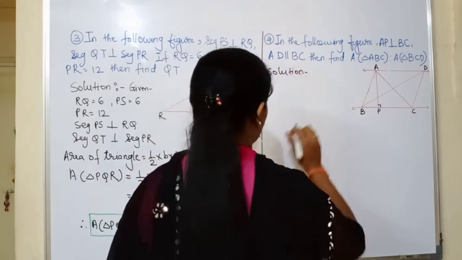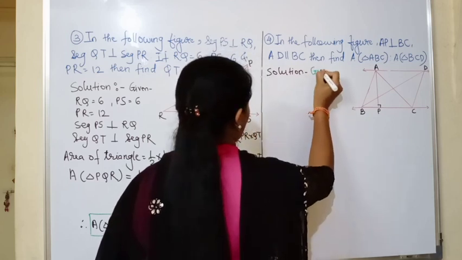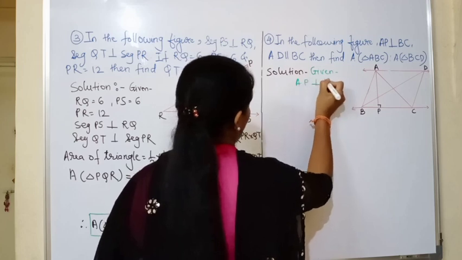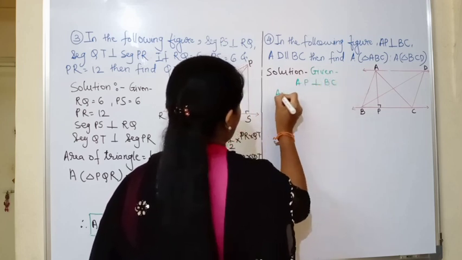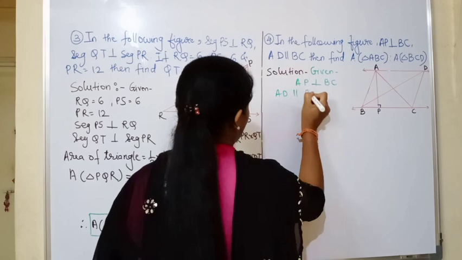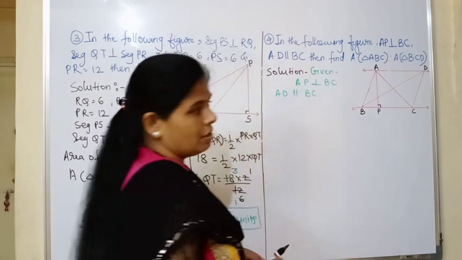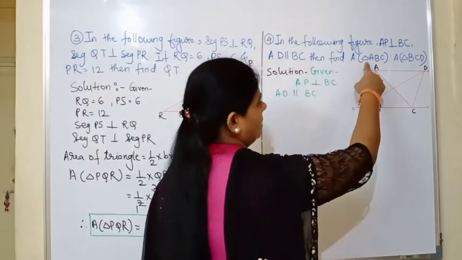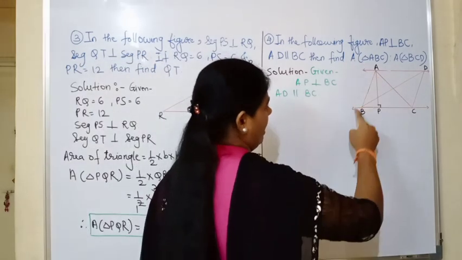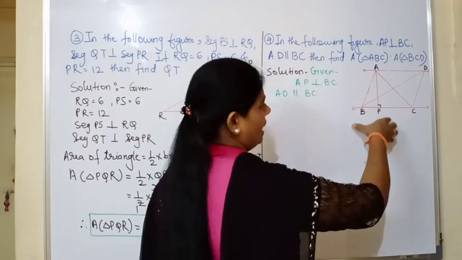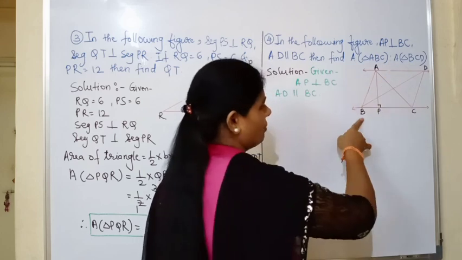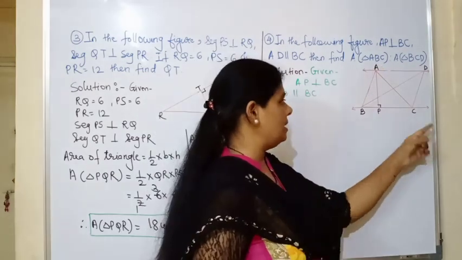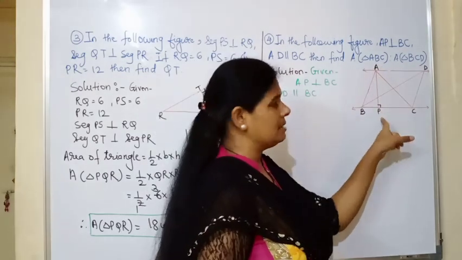So what is given first of all? Given AP perpendicular to BC. Then second thing, AD parallel to BC. It is given. Now we will consider the triangles one by one. As you can see, triangle ABC. What is the base of triangle ABC? Base of triangle ABC is BC. And height is AP.